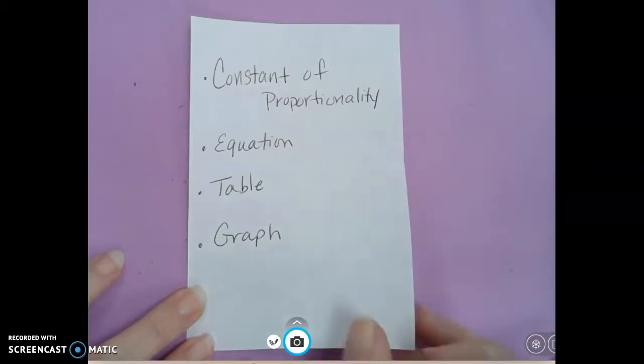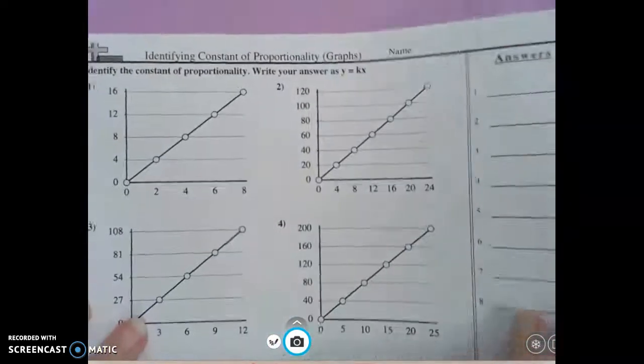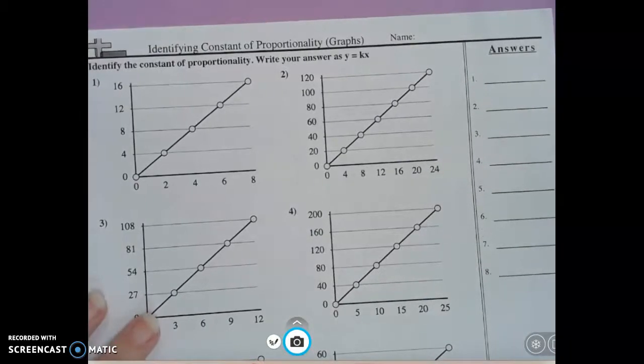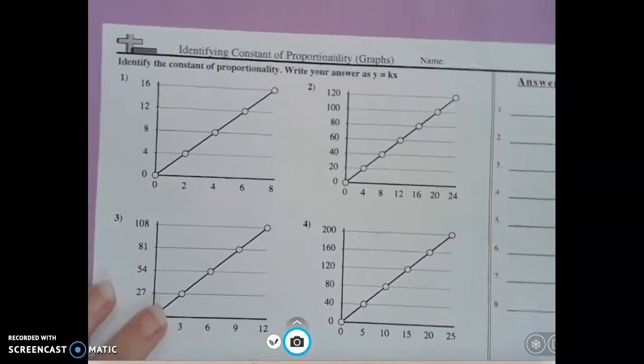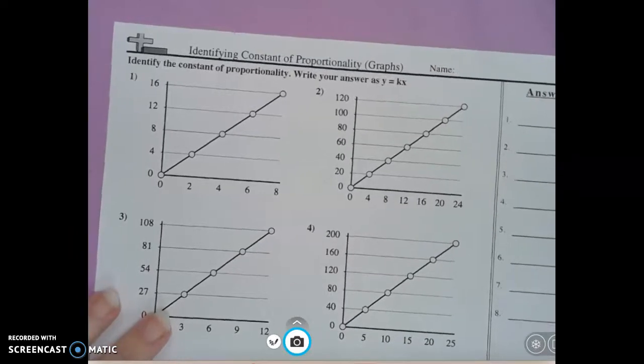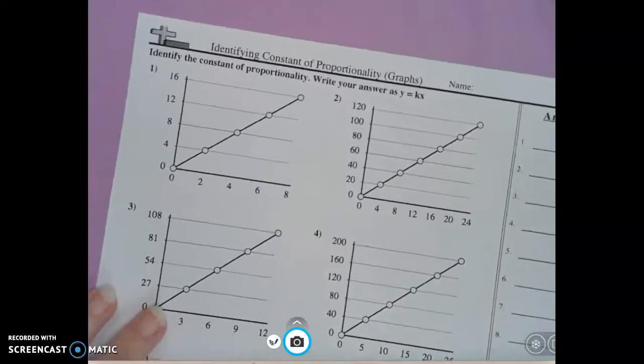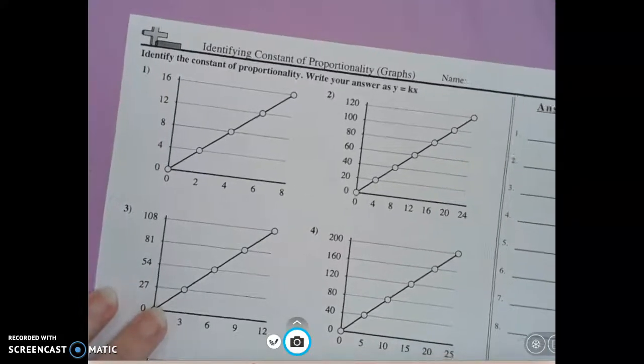I'm going to first look at some graphs, and I'm going to tell you what I think is the easiest way. Remember, with math, there's a lot of different ways to do things, but I do what I find to be the easiest. I like to look at, I was trying to get my paper straight. I keep turning it the wrong way. Sorry.